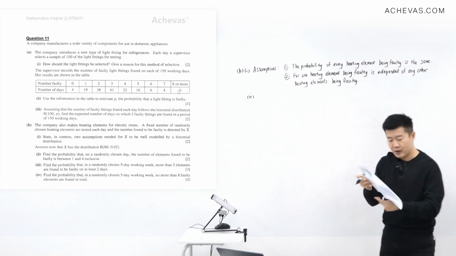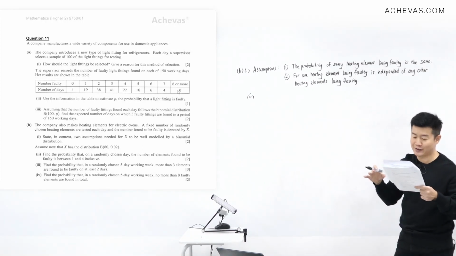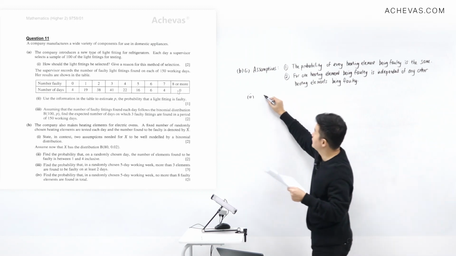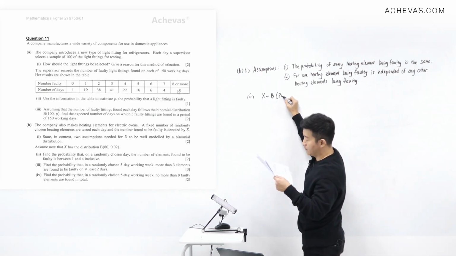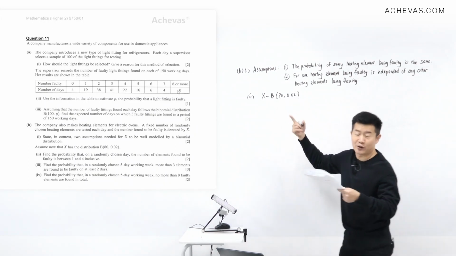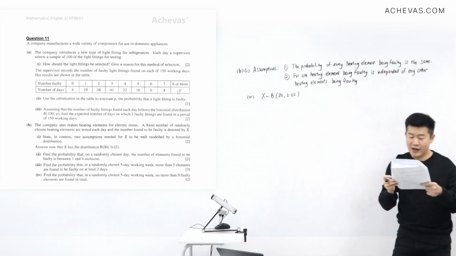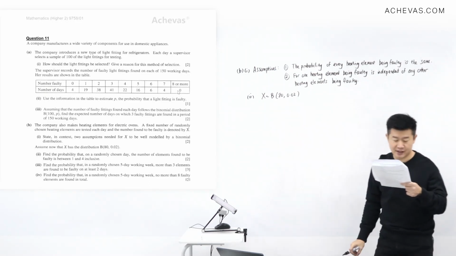In part 2, we are now going to assume that X simply follows a binomial distribution, where X represents the number of faulty heating elements from the oven. So X here is going to follow a binomial distribution of 80 and 0.02. So now we know it is out of 80 ovens. So X is going to represent the number of faulty heating elements out of 80 ovens.